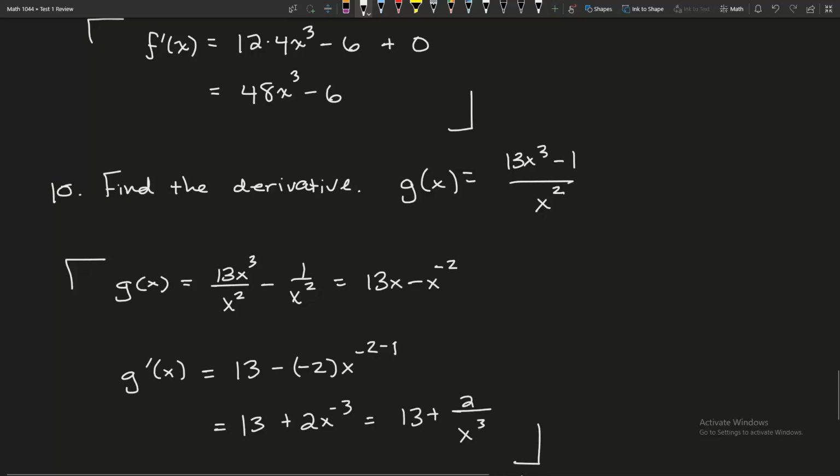But essentially that's it. Split it up into two terms and then take the derivative using the rules you already know.